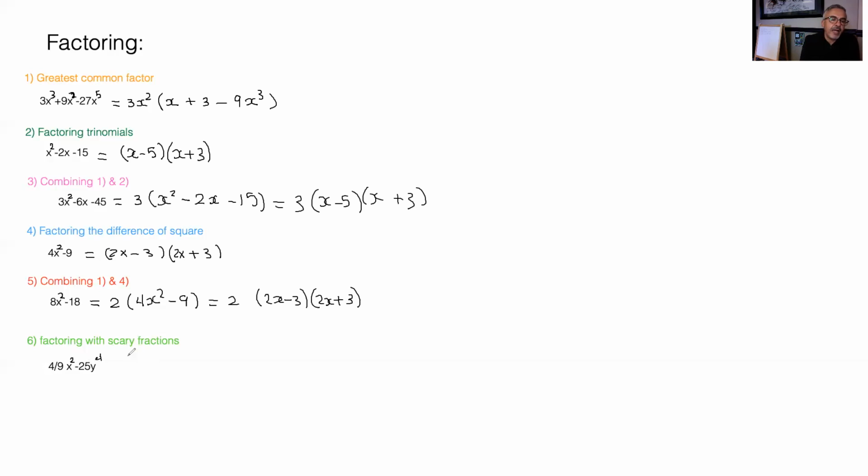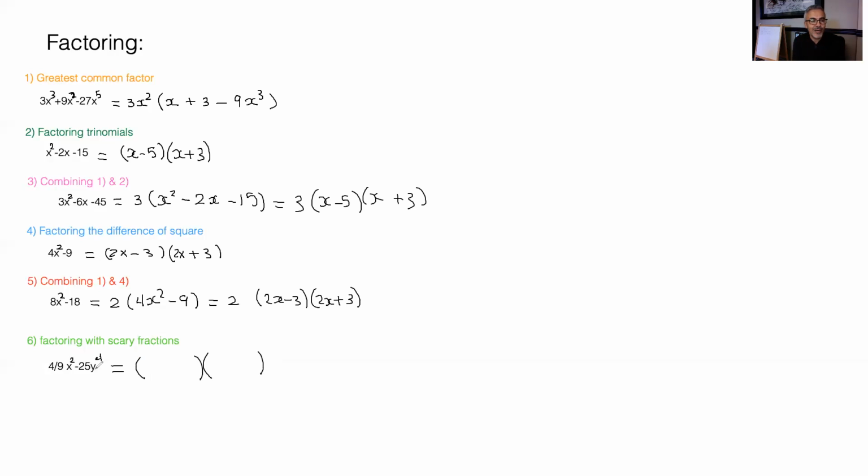The last one, factoring with scary fractions. Honestly, fractions are not scary. It's very simple. A lot of students look at this and think, oh my God, 4 over 9. How do you do that? Well, easy. Open two sets of brackets.